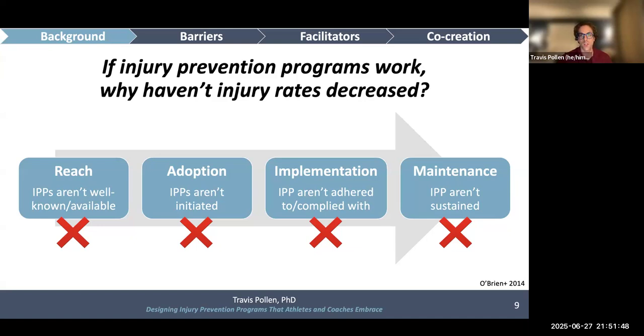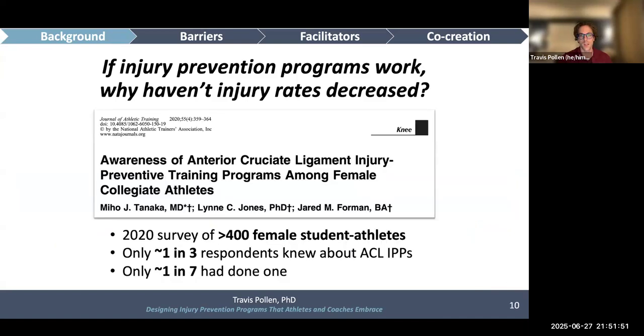So we have research examples that illustrate this point. There was a nice study from 2020 of over 400 female student athletes. And of these respondents, only about 1 in 3 knew about ACL injury prevention programs, and then only about 1 in 7 had actually done one. So clearly, we need to do a better job getting the word out about injury prevention and getting people engaged with it, especially within the chaotic confines of real life.